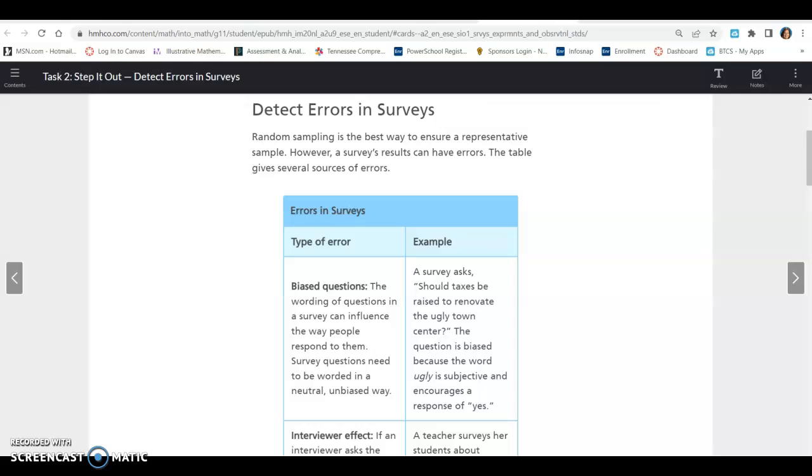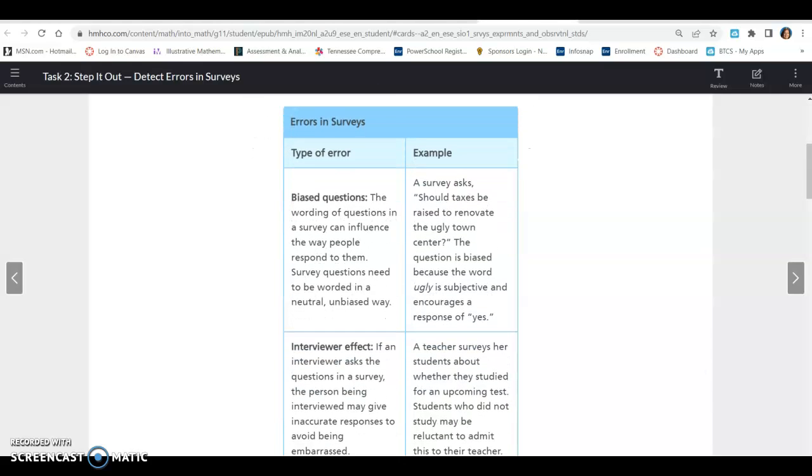Lesson 20.2, task 2. Detect errors in surveys. Random sampling is the best way to ensure a representative sample. However, a survey's results can have errors. The table gives several sources of errors. Errors in a survey. Biased questions is the first one.